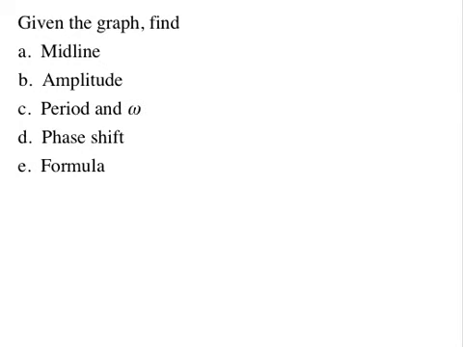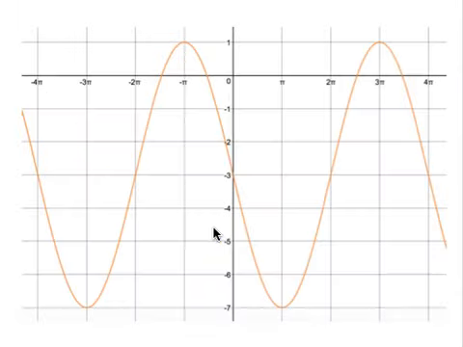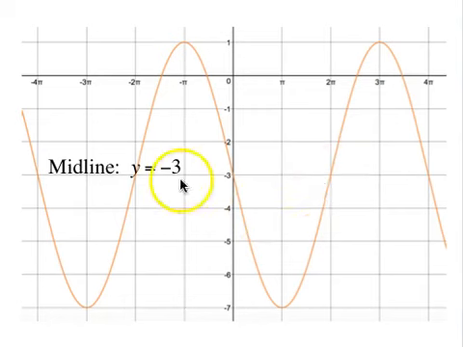All right, now we're going to be given a graph. We've got to find the midline, amplitude, period, and omega. That's the multiplier, phase shift, and a formula for the graph. So here we go. Where's our midline? Goes down to -7 up to 1. So halfway between 1 and -7 would be -3. Notice it's 4 up to the top peak and 4 down to the bottom peak. So y equals -3 is my midline right here.